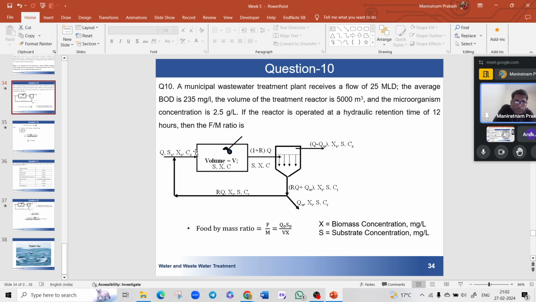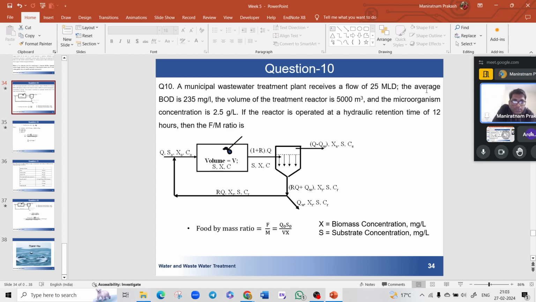From this question, suppose if I was going to solve it, it is written as average BOD coming, so I will draw this diagram. Sir, sorry to interrupt you. For example, in this question, there is BOD 235 mg per liter given, and there is a concentration given, 2.5 gram per liter. Here it is given as concentration, so we can assume that it is X. No, you don't have to assume. You have to follow the standard which is there in the books, or which is being taught to you.